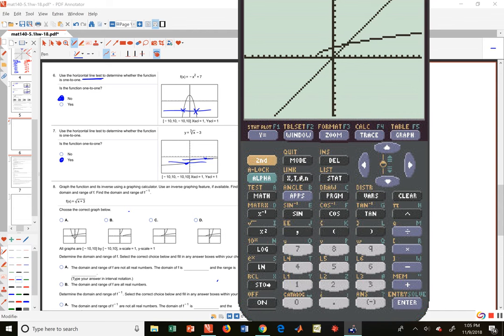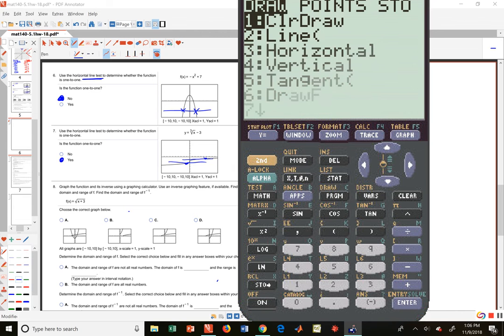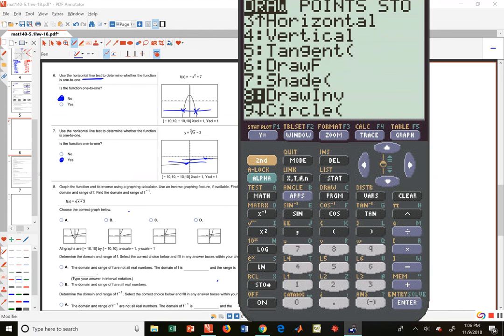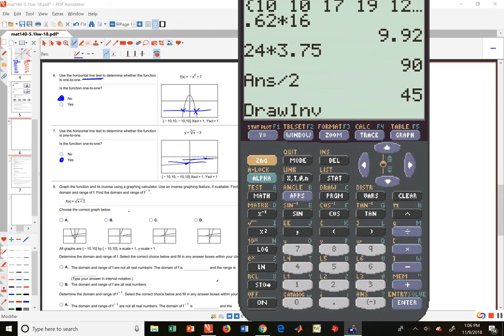Okay, now how do you reflect? Well, you go to the draw menu. The draw menu is second function of PRGM, and we actually want to scroll down until you see draw inverse. There it is. Draw inverse. Now, your calculator might be different. It might pull up a menu, but mine just says draw inverse, and then you tell it which y function to draw the inverse for.